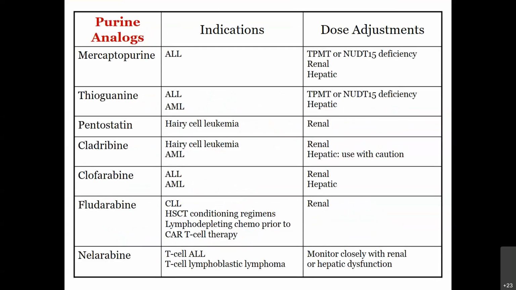So again, this is just a summary slide for your reference, going through common indications that we use these medications for, as well as times that we may need to dose adjust, such as with a TPMT deficiency or renal or hepatic dysfunction.